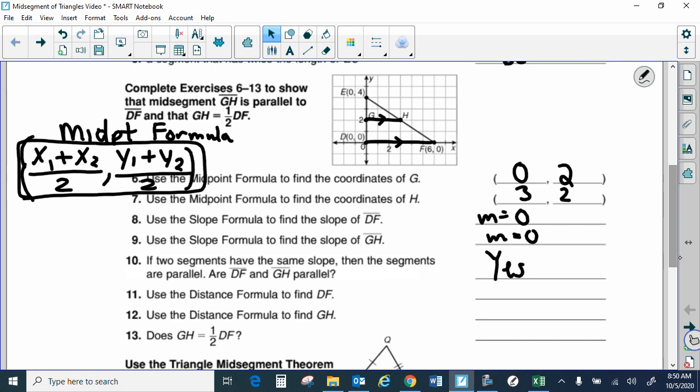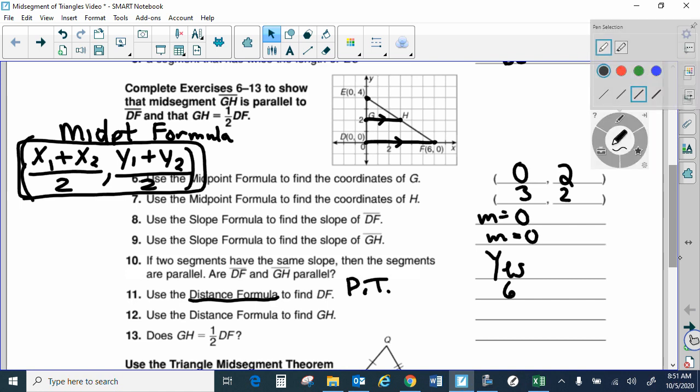Use the distance formula to find DF, the length from D to F. Since it's a horizontal segment, we can just count that, and that's just 6. Now you should be able to remember another name for the distance formula. I've asked you this multiple times. You should already have said it in your head. PT, Pythagorean theorem. In this case, you don't have to because obviously it's horizontal, or if it was DE vertical, you just count. But any oblique segment, such as E to F, we would use Pythagorean theorem or distance formula. Of course, here it's a graph, so naturally you'd want to use the Pythagorean theorem.